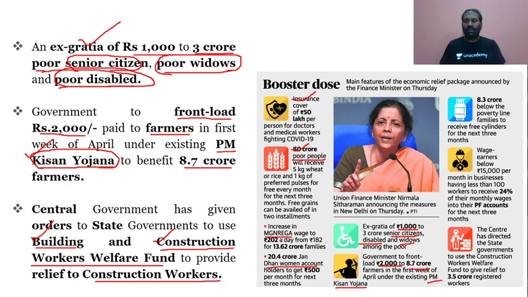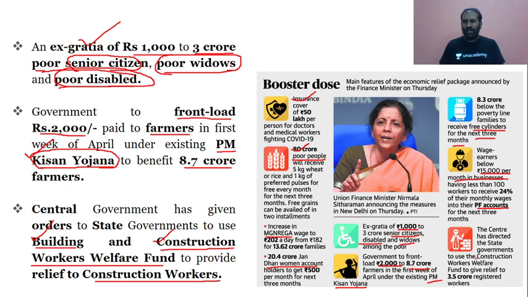And this is in regards to giving a free cylinder for the next 3 months, and wage earners below 15,000 per month in the business. As I said, it should be increased so that they will also be considering the PF accounts, wherein both the employee and employer contributions will be made for the next 3 months from the government side itself.